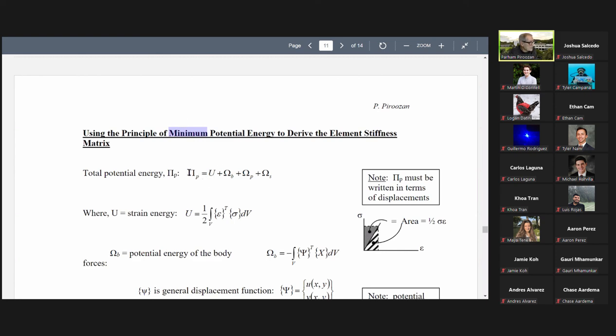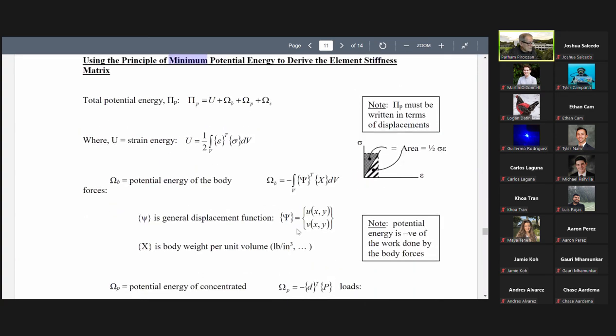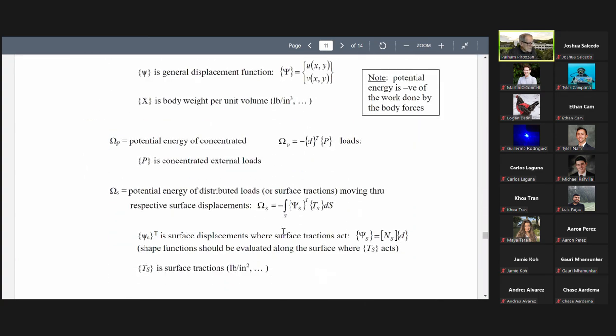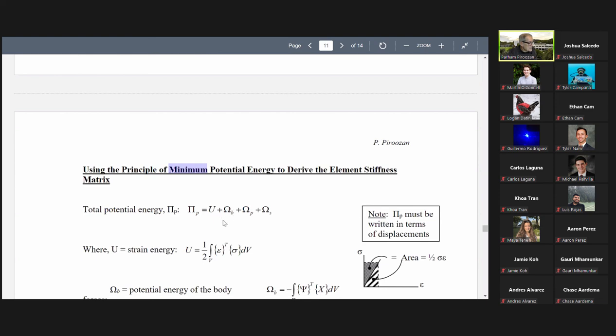So on Monday next week, we are going to find this pi, substituting this U, this omega P, omega B, this omega P, and this omega S. We put them here, manipulate with these formulas, make some substitutions, and then minimize this with respect to displacement, and we derive very important formulas. That will be our task for next Monday.